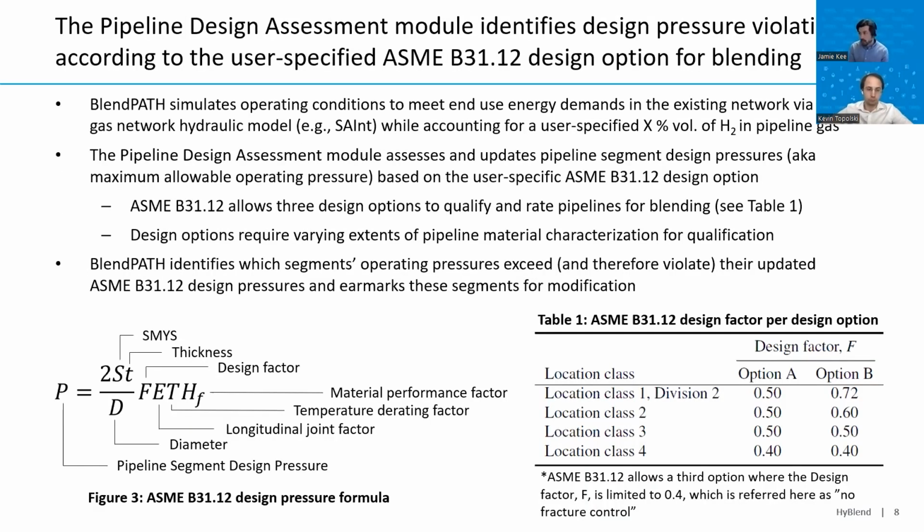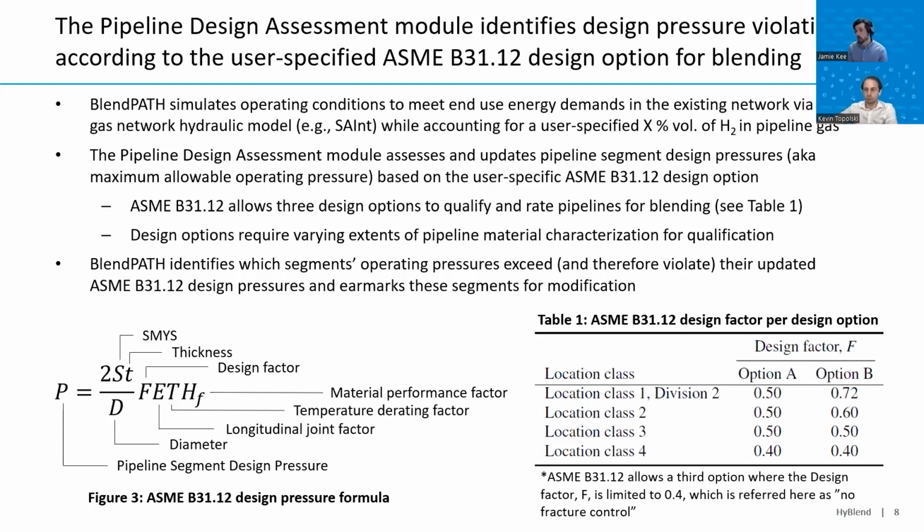The pipeline design assessment module identifies design pressure violations according to the user specified ASME B31.12 design option for blending. So after the network has been segmented, we then run BlendPATH, run the operating conditions to make sure we meet end user demands. What this means is that we're running the hydraulic model in SAINT with hydrogen blended in, and then we're verifying that we can meet end user demands and pull out the operating conditions.